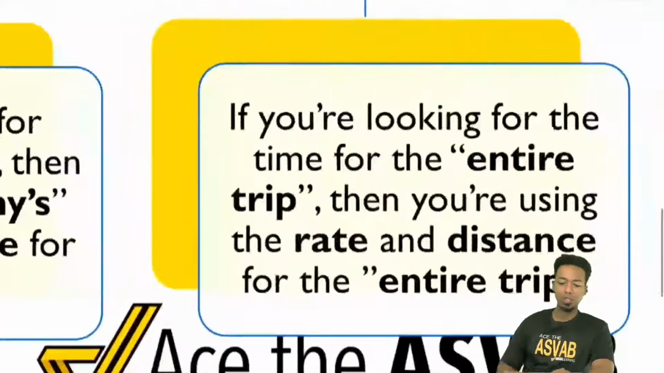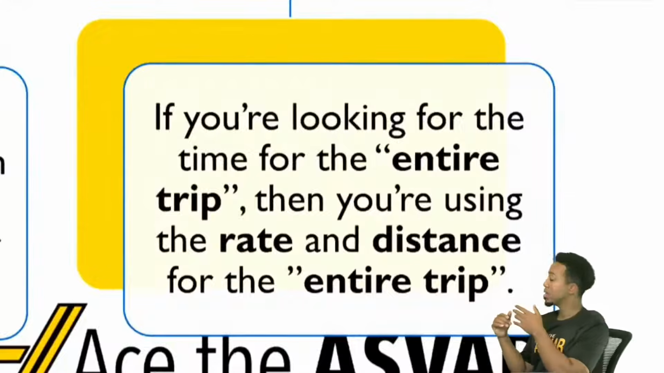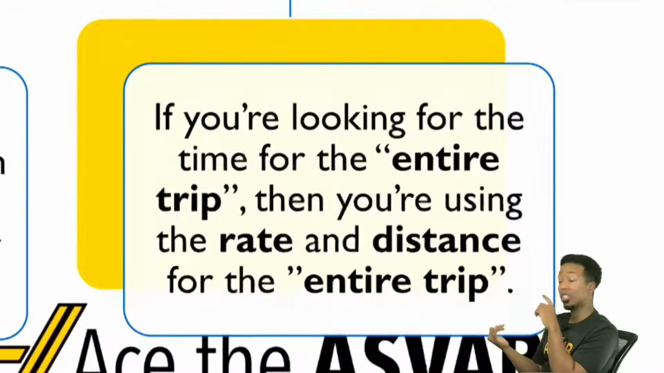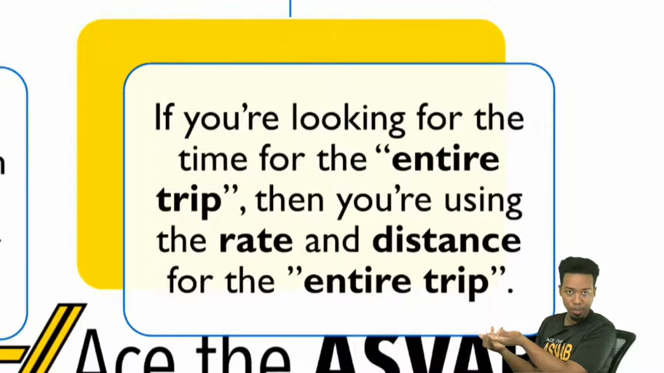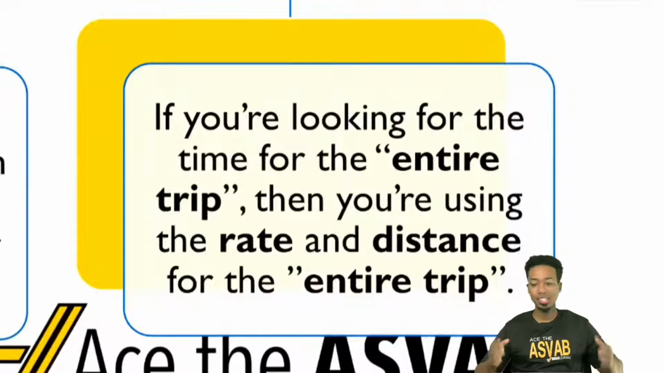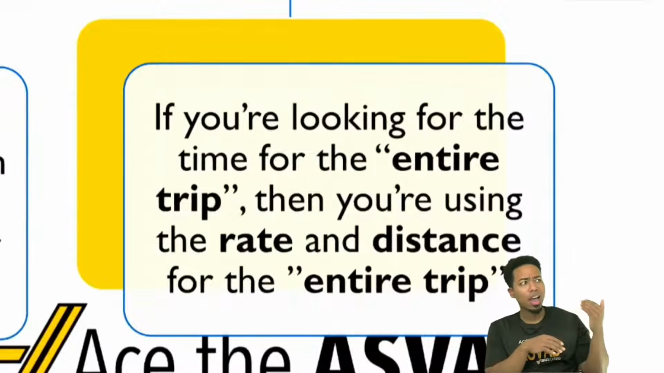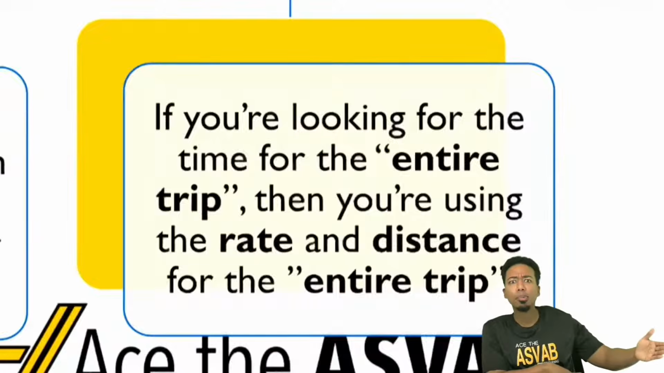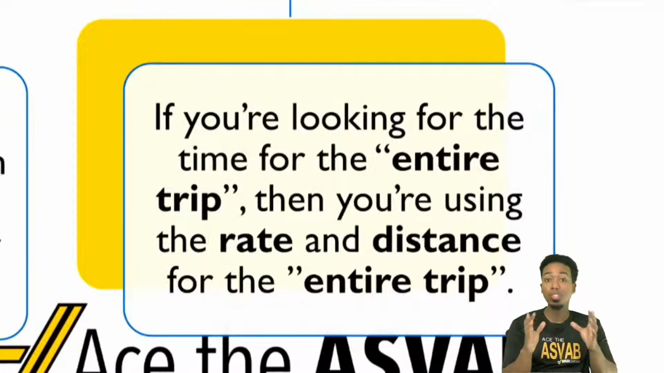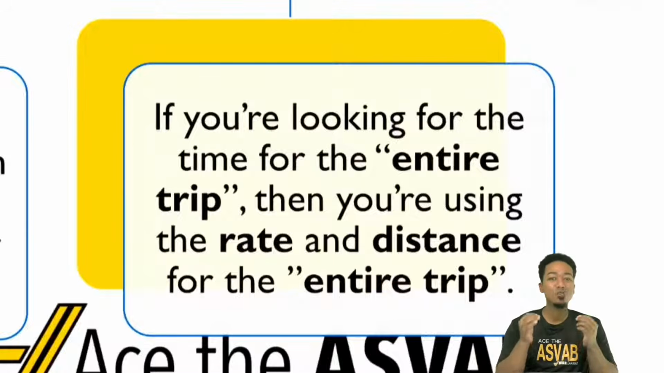So next up, just another example here. This is a very common type of example as well. If you're looking for the time for an entire trip, then remember, you need to use the distance for the entire trip, and you also need to use the average rate for the entire trip. You cannot say, oh, if I'm looking for the time for the entire trip, I can use the distance for the first stop and then the rate for the rest of the trip. No, it doesn't work that way. You need to represent the same thing. Just like with proportions, just like with everything else in math, you need to be consistent.